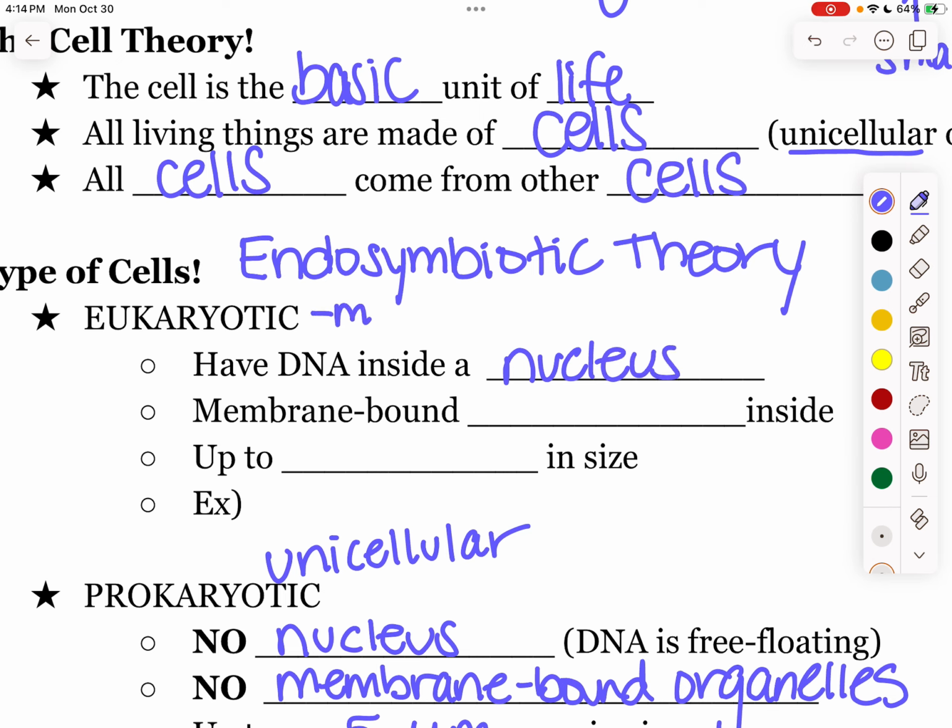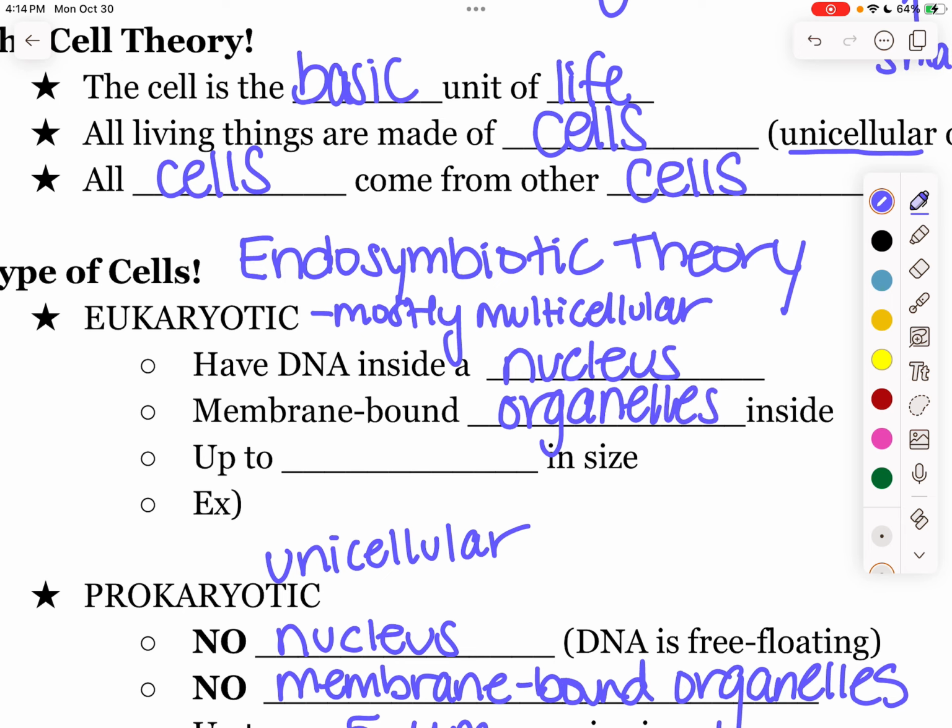So eukaryotes, let's say that they have DNA inside a nucleus. They are mostly multicellular. They do have membrane-bound organelles, and they are up to 100 micrometers in size. So plant and animal cells are an example of eukaryotes.